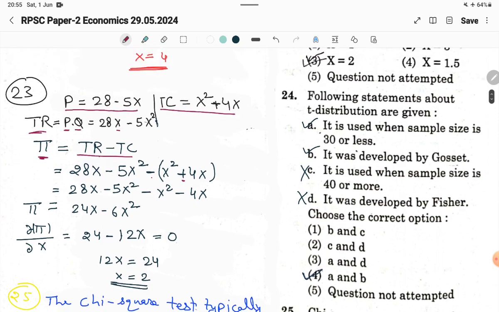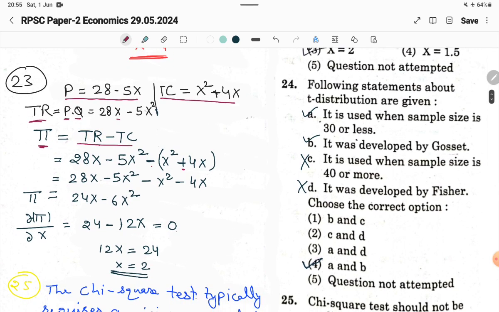So if we maximize the profit, then we should differentiate the total profit with respect to x. So 24 minus 12x is equal to 0, and we put it equal to 0, then the value of x will be 2.